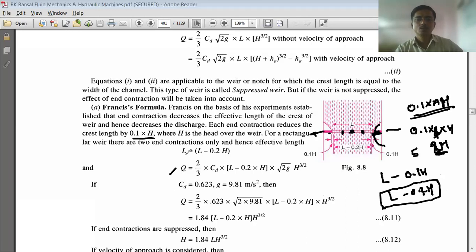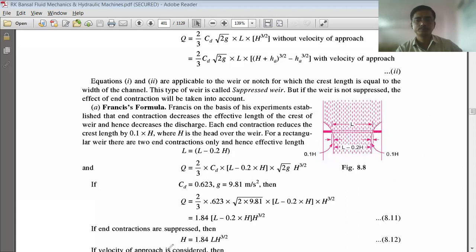ओके, so for the two end contractions the length will be equal to L minus 0.2 h. This has been put here. ओके, जो आपण फॉर्म्युला वापरला, हा जो L आहे त्या L च्या ऐवजी आपण काय टाकणार आता, L minus 0.2 h. This formula we will put. So when we consider the end contractions, at that time we should use this formula.